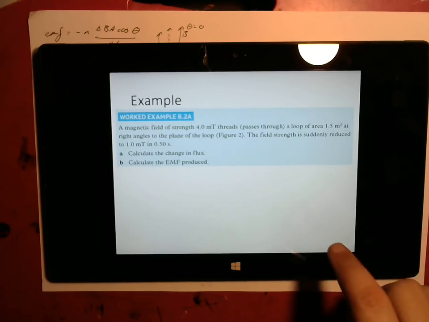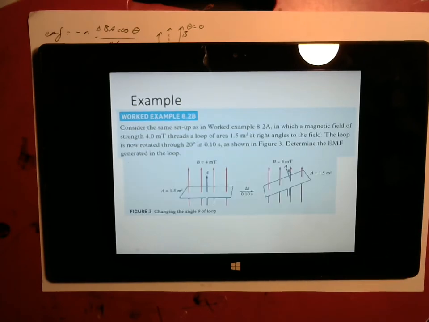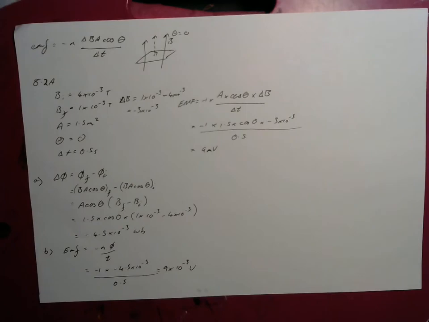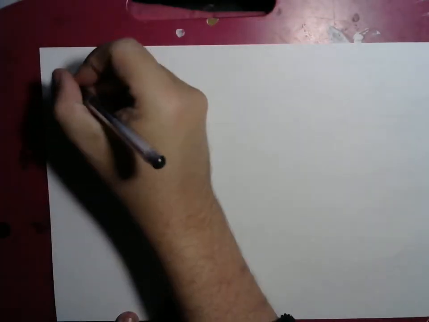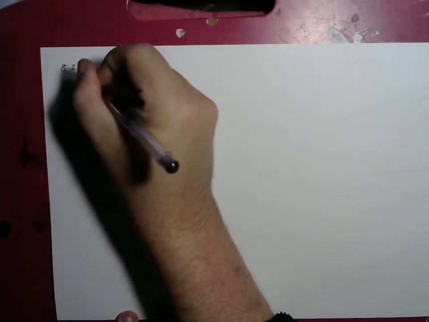So that was change of field. Let's have a look at the next one. Same setup. Field is 40 millitesla, area is 1.5 meters squared, but the loop is now turning. Determine the EMF generating the loop. Now we're skipping the working out the flux part, we're just going straight to the EMF. Okay, so let's get this done. 8.2 B.